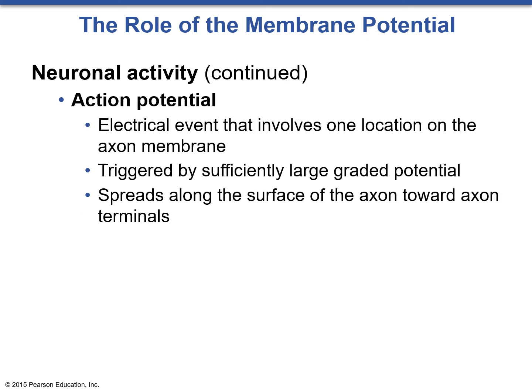A graded potential, if it's strong enough, can become an action potential. Action potentials are an electrical event that involves one location on the axon membrane that is triggered by a sufficiently large graded potential. It spreads along the surface of the axon towards the axon terminals, transferring the information.